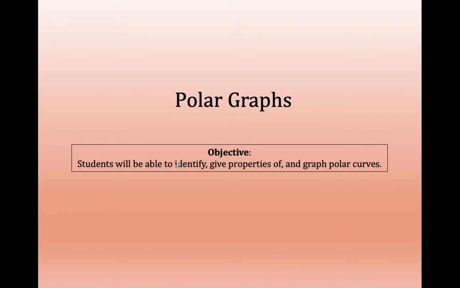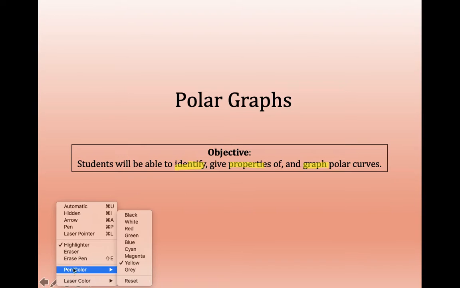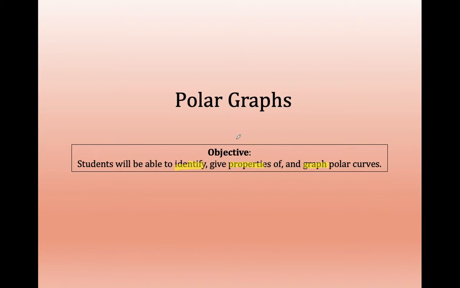Objective is to identify, give properties of, and graph. But when I say identify, you're going to name it. You're just going to give it a name, and those names I will tell you. Properties is not a full characteristic list, right?